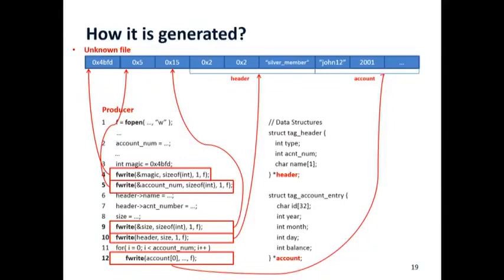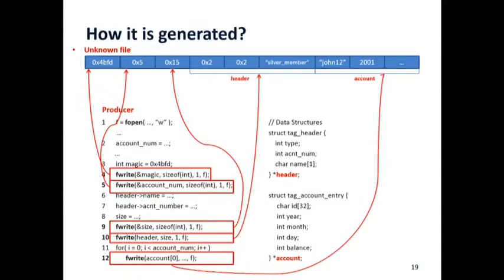The magic variable is actually the signature of the file. If you think about PE files, at the very beginning of a PE file is always MZ, which is constant. It's telling that this file is a certain type. And at line number five, it writes the account number that is calculated at line number two. And line number six to eight also calculate some numbers and strings. And at line number nine, it writes the size of the header. And line number 10 is just storing the header. But please see that the size of that fwrite operation is stored right before at line number 9.